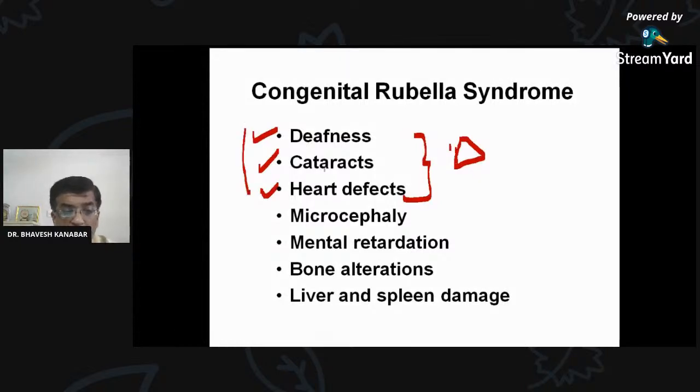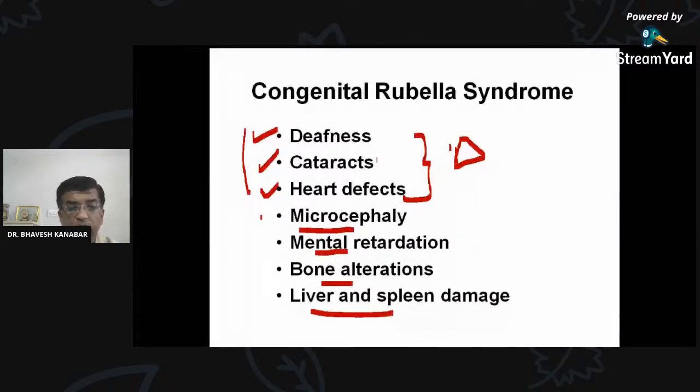Apart from this, there can be microcephaly. Microcephaly means small head. Mental retardation, the child is mentally retarded. Bone alteration, and liver and spleen damage. So these are the main clinical features of congenital rubella syndrome. I'm giving you 15 seconds. Try to remember the clinical features of congenital rubella syndrome.